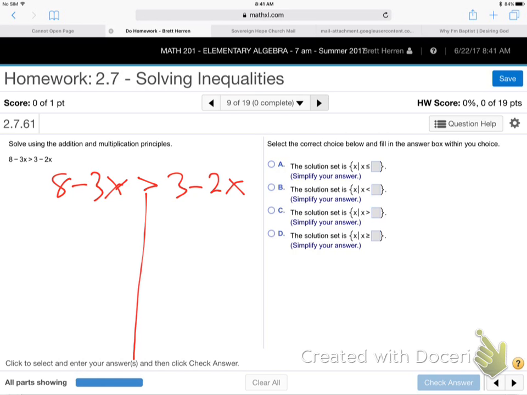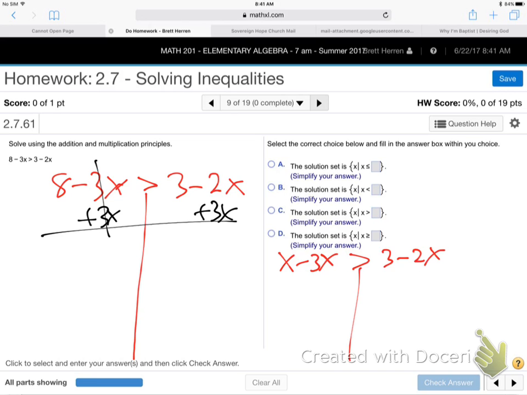What do you do when you have x on opposite sides? Get rid of one of them. So it doesn't really matter which one. Did you guys add 3x to both sides, or did you add 2x? I want to do what the majority did. There's a mix. Okay, maybe I'll do it both ways. So you could add 3x to both sides, for example, or you could add 2x to both sides. Either way is good. So I'll show both ways. You could do that. So over here, I'll show the other way. So over here, I'll show, if I have room, 8 minus 3x greater than 3 minus 2x. So the other way would be to add 2x to both. That's okay also.